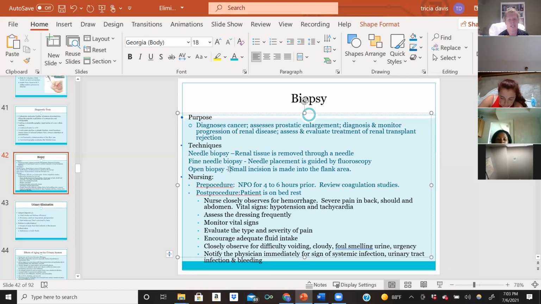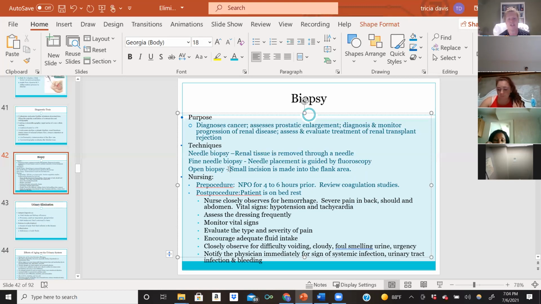So pre-procedure, obviously these patients are going to be under general anesthesia, so we want to make sure they are NPO 4 to 6 hours prior. We also want to review their coagulation studies. We want to look at their PT and their INR. We want to look at their red blood cell count. Also, we want to look at their platelets. So our platelets tell us if the patient can clot or not. Because we're taking a biopsy, there's always the threat of bleeding that can continue and the patient could bleed to death. So we really need to know what their coagulation studies show.